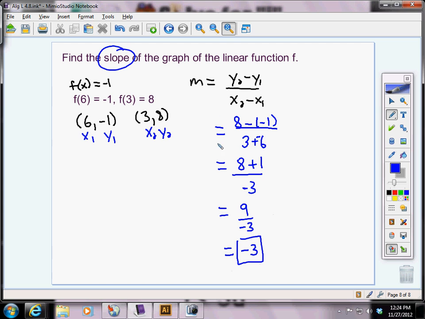Okay? This is something you already know how to do. Be aware when you're given it in function notation though, whatever's in parentheses here, remember your f of x, that's your x value, that's your input, and what it equals is your output. That allows you to find out 2 ordered pairs, which lets you find the slope.